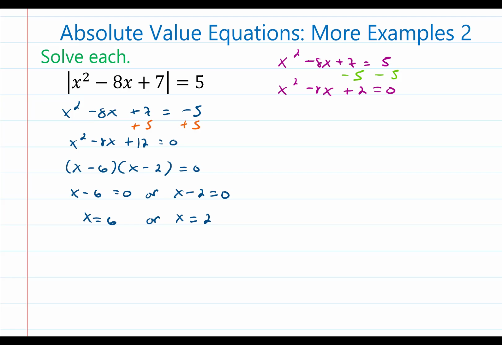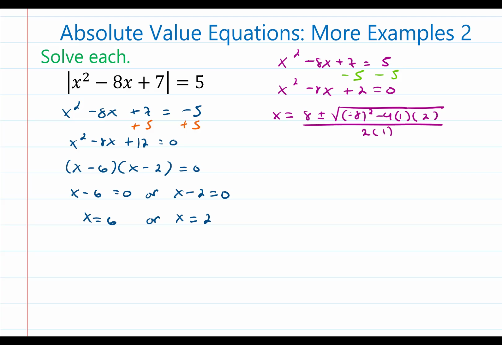But if you can't think of the factors rather quickly, I do recommend that we go ahead and use the quadratic formula. So the quadratic formula would be x is equal to, opposite of b, that's positive 8, plus or minus the square root of b squared, which is negative 8 quantity squared, minus 4 times a, which is 1, times c, which is 2, all over 2 times a, which is 1.